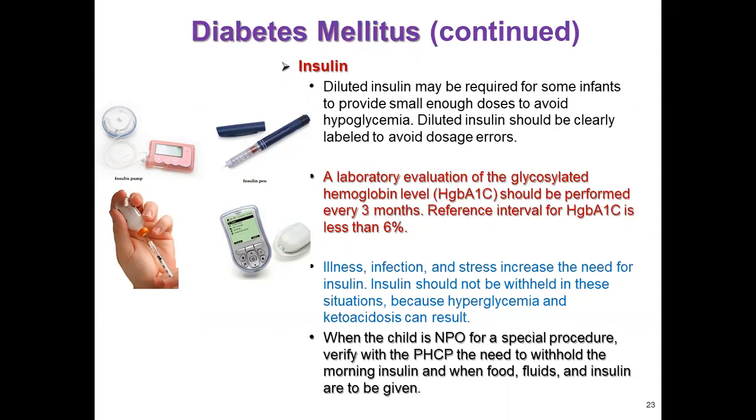As I told you, the expected range is 4 to 5.9%, right? So reference interval hemoglobin A1C is less than 6%. Acceptable target for diabetic children is 6.5 to 8%. So what is the goal for the patient with diabetes? Hemoglobin A1C less than 7%.